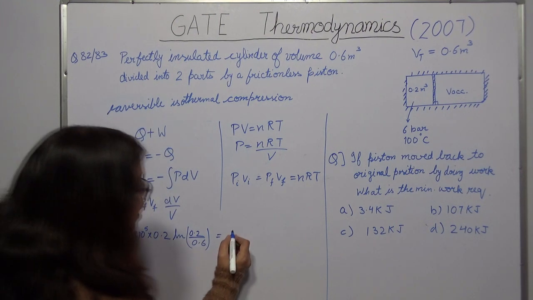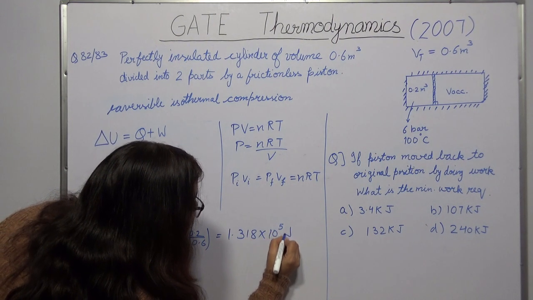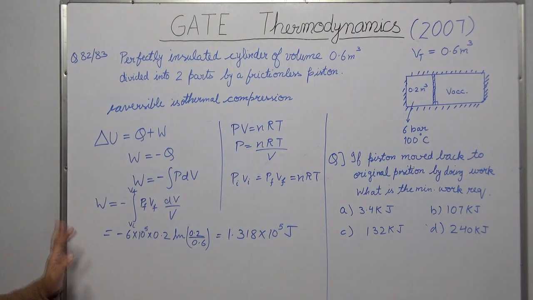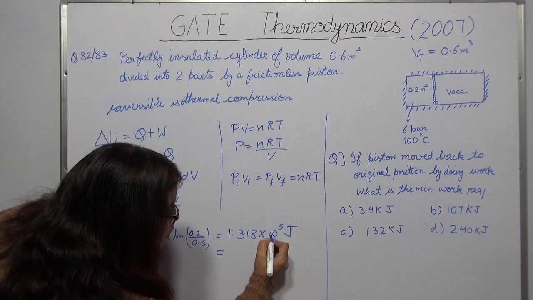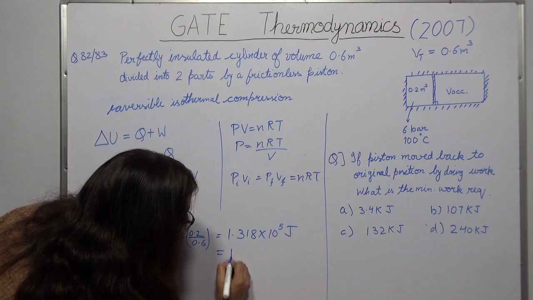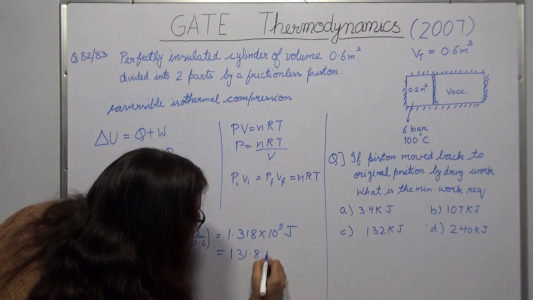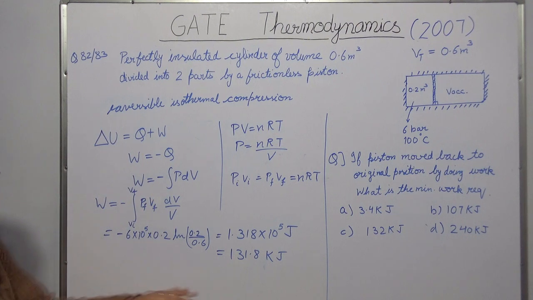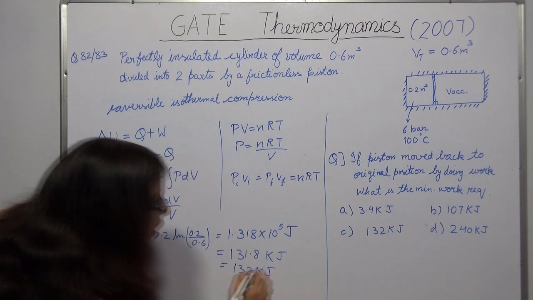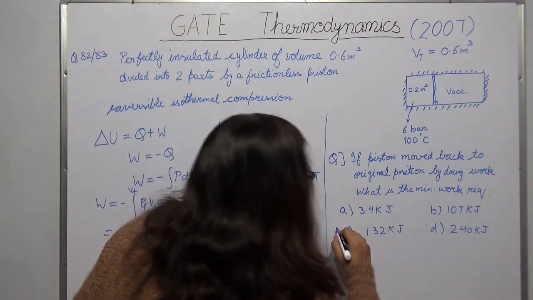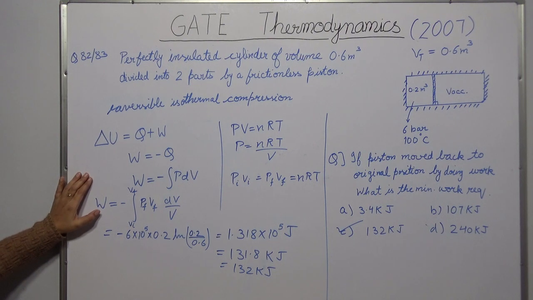If I solve it, the answer I get is 1.318 into 10 raised to 5 joules. Since the answer is given in kilojoules, I will change it. Kilojoules is 10 raised to 3 joules, so it will be 131.8 kilojoules. Rounding it off, it will be 132 kilojoules. Let's see, option C is correct. So very simple problem. You have to just know how to calculate the work done.